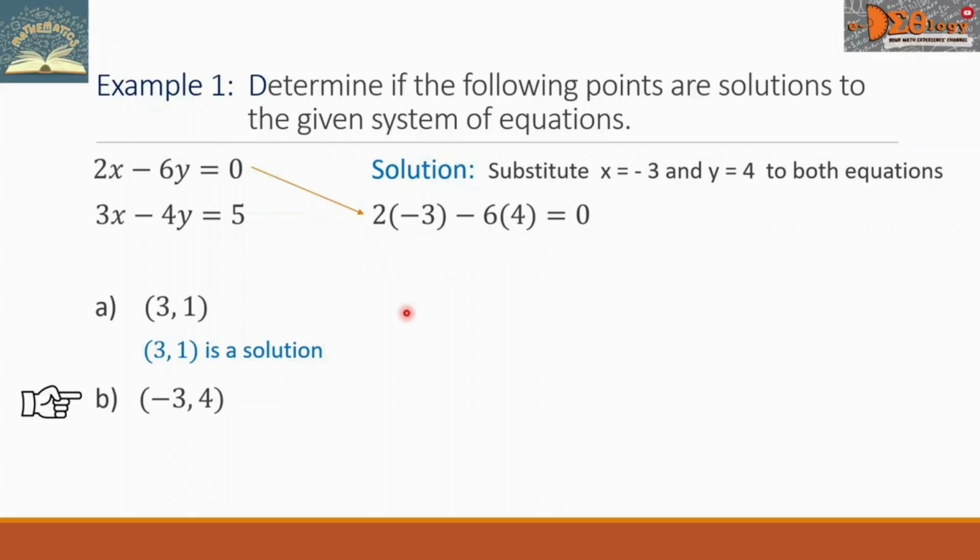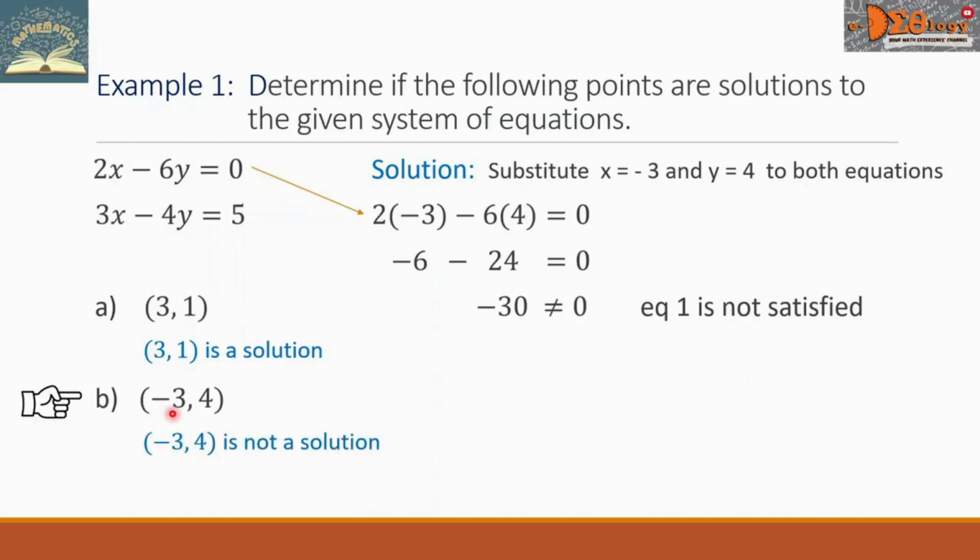2 times negative 3 is negative 6 minus 6 times 4 is 24 equals 0. Negative 6 minus 24 is negative 30. That is not equal to the right side value, which is 0. We see here that equation 1 is not satisfied. So we stop here and we conclude that the (negative 3, 4) is not a solution.